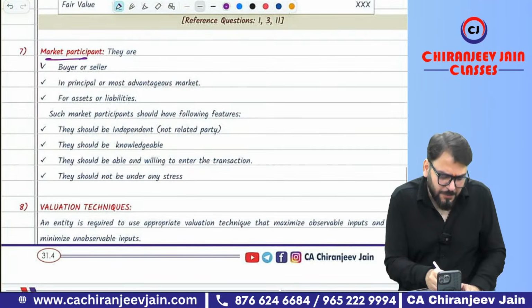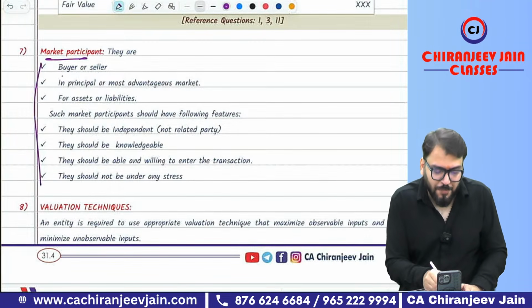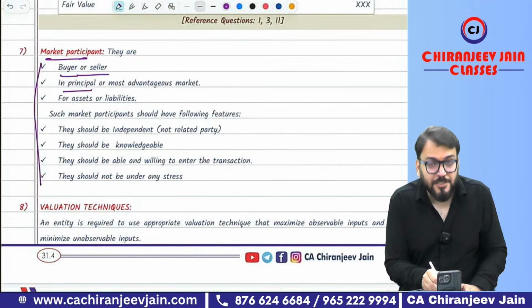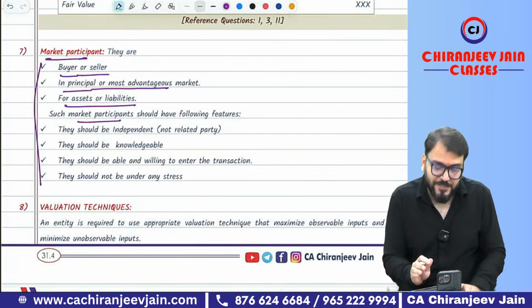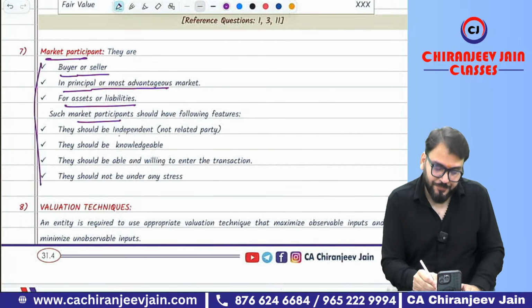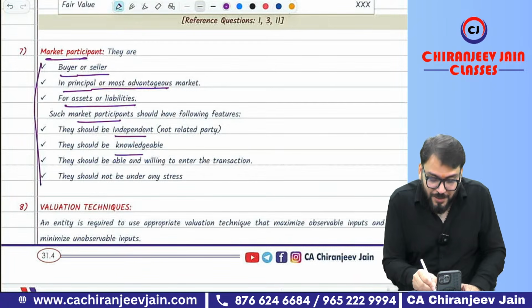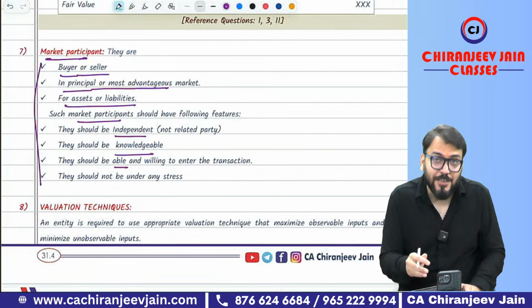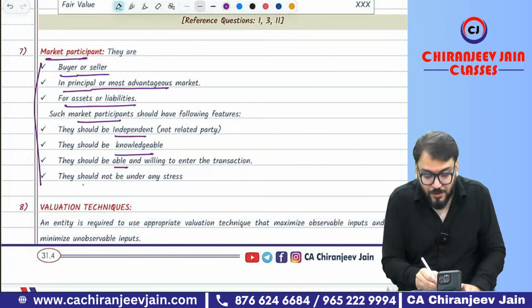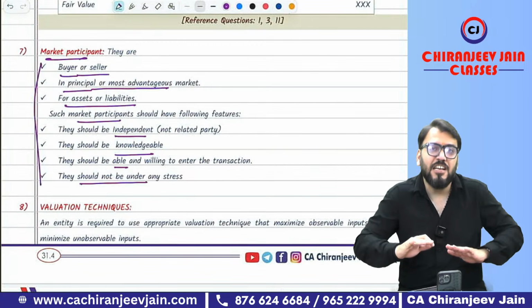Now, market participant, you can read. Market participant means a buyer or seller in the principal or most advantageous market for the asset or liability. Such market participants should be independent, should be knowledgeable, should be able and willing to enter into the transaction, and should not be under any financial stress.